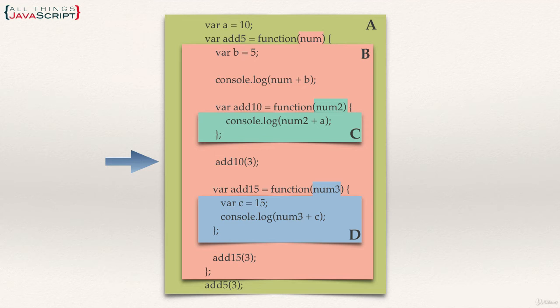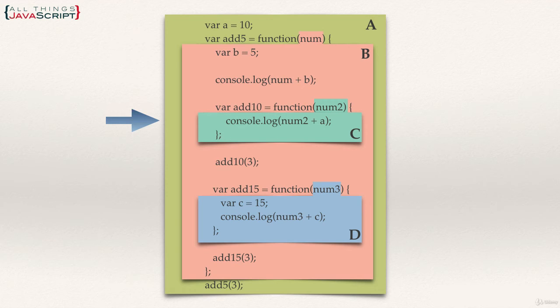Now we go to the next executable statement that calls the add10 function, and it passes in a number 3. So at the add10 function, num2 is assigned a value of 3. We then go to the console.log. The system searches through its own scope, the scope for the add10 function, to find num2. It finds it and returns 3.